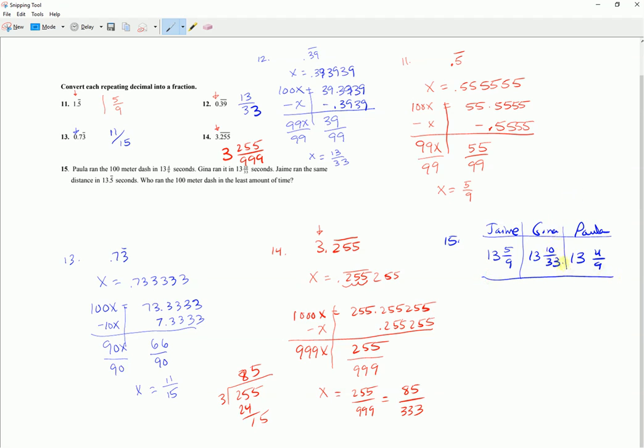Well, I'm going to get 99 on the bottom of the fraction. So they're all still 13 some change. So Jamie, if I take 9 times 11, that's 99. So I'm going to times this guy by the fraction, both the top and the bottom, by 11. And I'm going to get 55/99. Gina, I'm going to times both things by 3. So I'm going to get 30/99. Oh, we might have a winner there. And then finally, Paula, I'm going to times everything by 11. 44/99. I think Gina's the big winner. That's the lowest time. Fastest time wins.